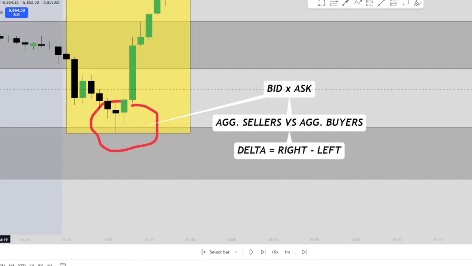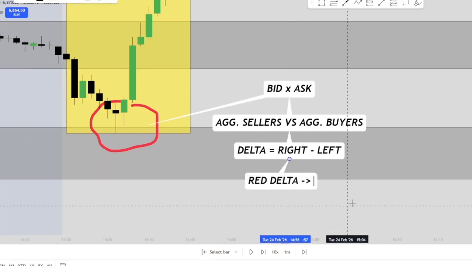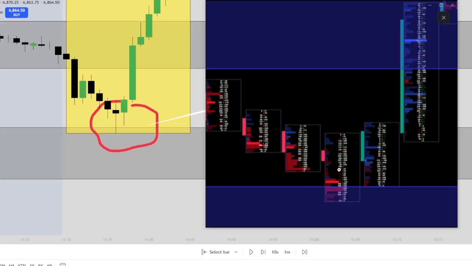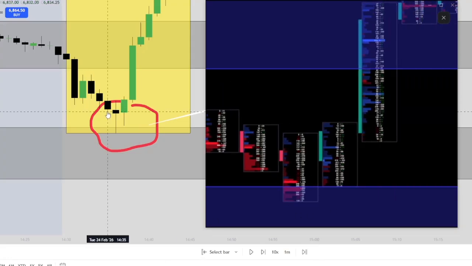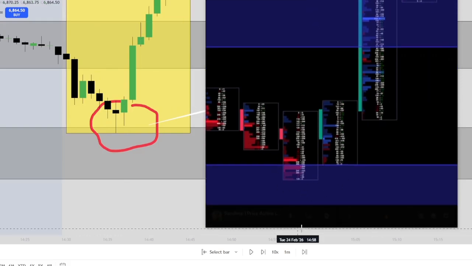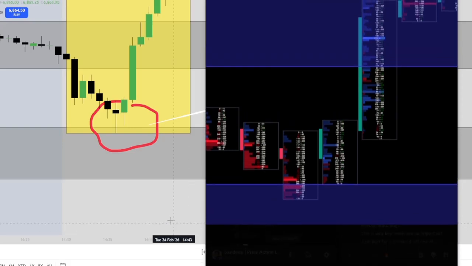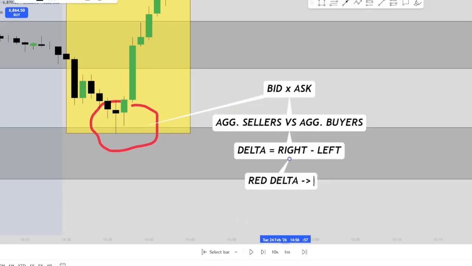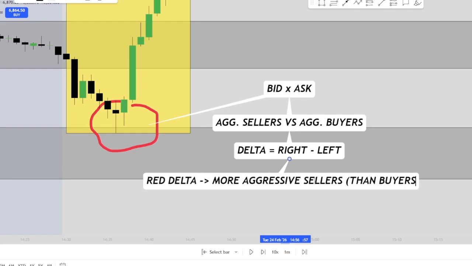Now, more specifically, what we see here is a negative delta, or a red delta. What does the red delta translate to? This wick rejection before the market rallied much higher, we see a lot of red. So what does this red delta actually indicate, without actually reading the numbers? Well, what it tells us is that there are more aggressive sellers than aggressive buyers.